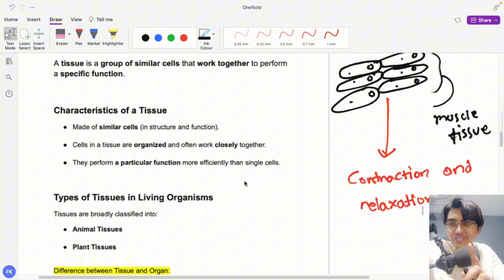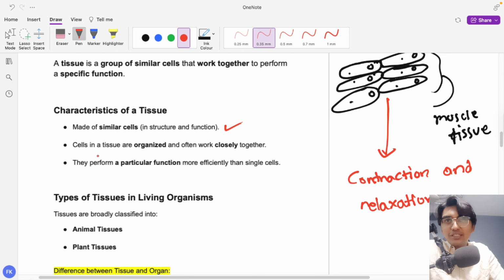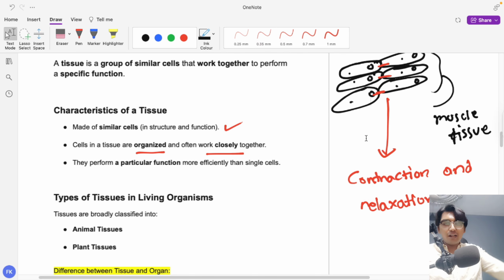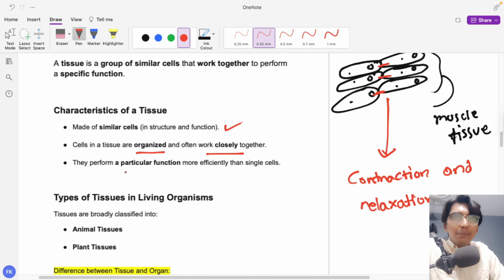Let's look at the characteristics of tissue. It is made up of similar cells. Of course, tissue should be made up of similar cells. Cells in a tissue are organized and often work closely together. As you can see, these are organized structures, right? So they work together, for example, moving your arms up, down, right? Contraction and relaxation, right? They perform a particular function more efficiently than a single cell.